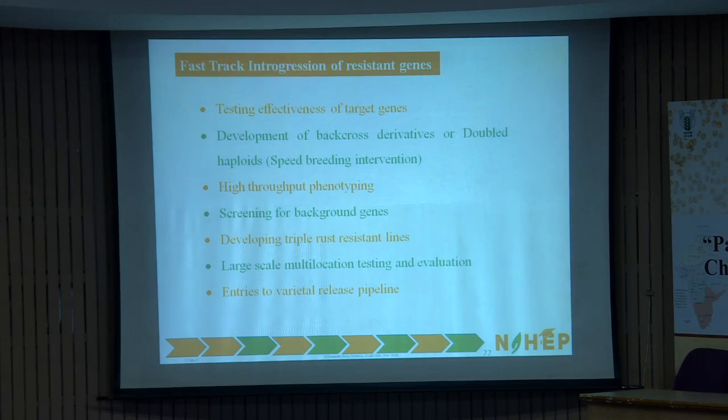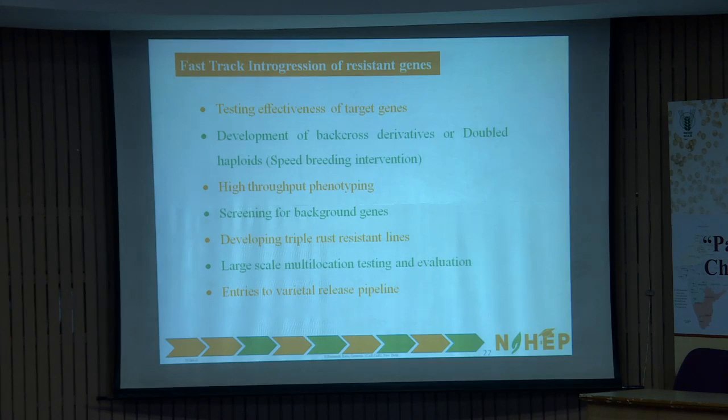Australia. So these were the steps for effective introgression, because I had it for 2 years. Within 2 years, we had a lot of objectives to achieve. So we went for the use of a speed breeding approach and double haploid production to get the lines fixed for multiple genes. So we first tested the effectiveness of target genes.